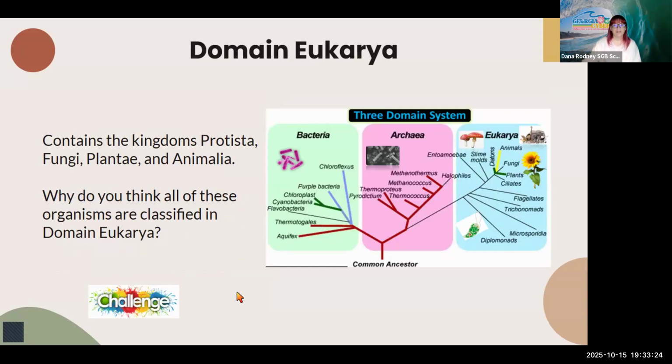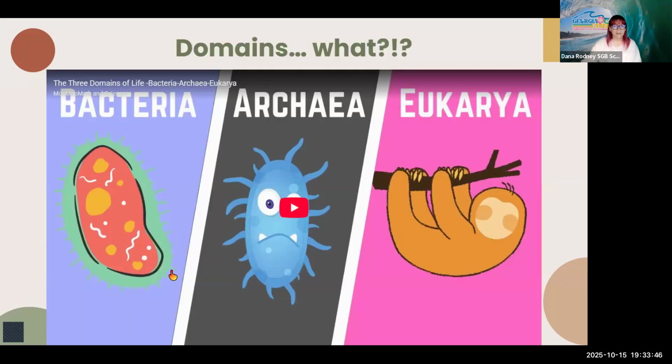And then we have domain eukarya. Domain eukarya contains kingdom Protista, kingdom fungi, kingdom plantae, and kingdom animalia. Why do you think all of these are classified in domain eukarya? What do they all have in common? They all have in common that they are eukaryotic cells. So let's check this video out about those three domains.